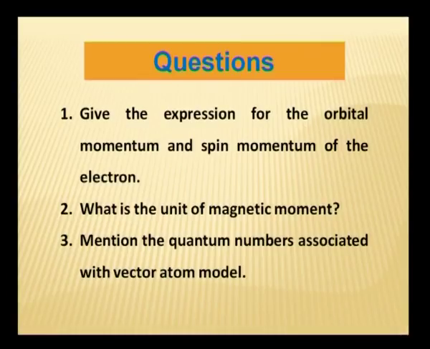Let me now pose the following questions to you. Question 1, give the expression for the orbital momentum and spin momentum of the electron. Question number 2, what is the unit of magnetic moment? The last question, mention the quantum numbers associated with the vector atom model.